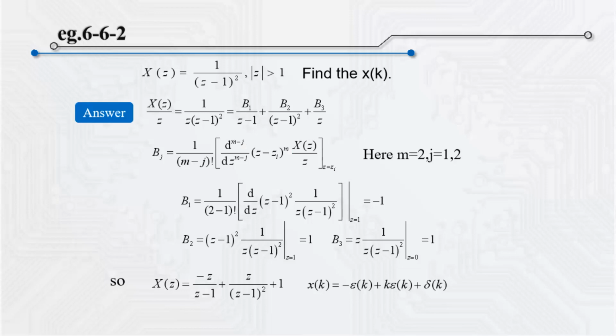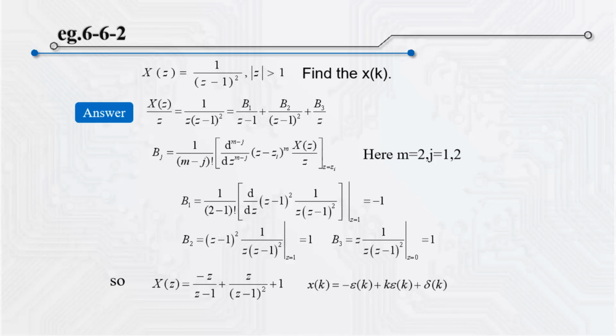Let's look at a simple example. It is known that the expression of X(z) is 1 over (z minus 1) squared. The modulus of z is greater than 1 as its convergence domain. Find the original sequence. Then you can see it in the topic. z equals 1 is its double pole. We solve according to the method just now.